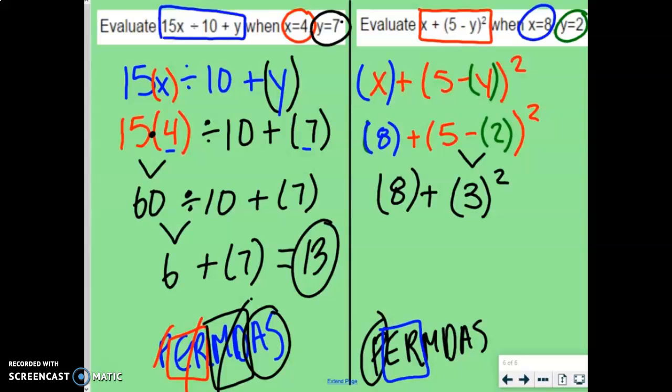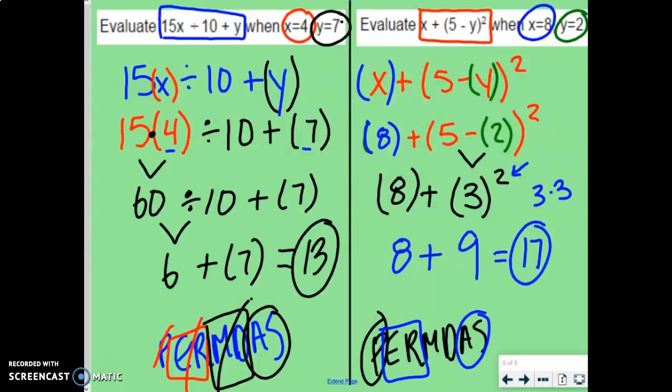Now we have exponents and radicals. We have a power of 2. Remember, that means that number times itself twice. So 3 times 3 is 9, plus that 8. There's no multiply or divide, so add and subtract for a final answer of 17.